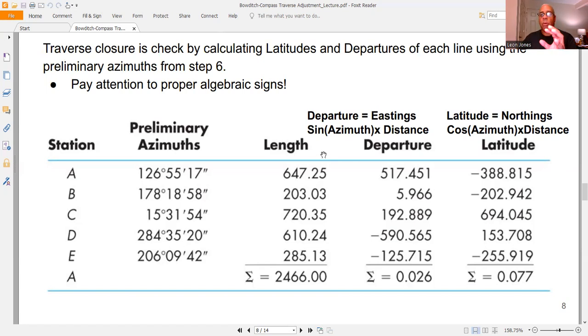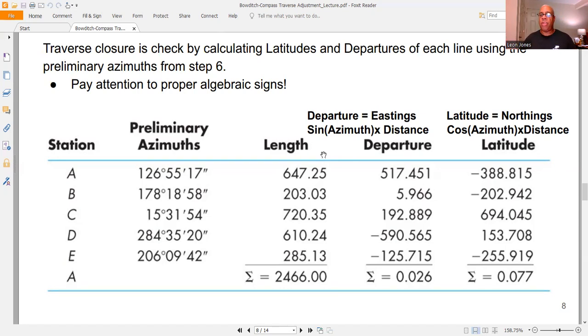When you do departures, you use sine. When you do latitudes, you use cosines. Let me repeat that again. When you do departures, you use sine. When you do latitudes, you use cosines. Now, again, what I'm going to do is take the sine of the azimuth times the distance to get my departure, and it's usually in eastings.